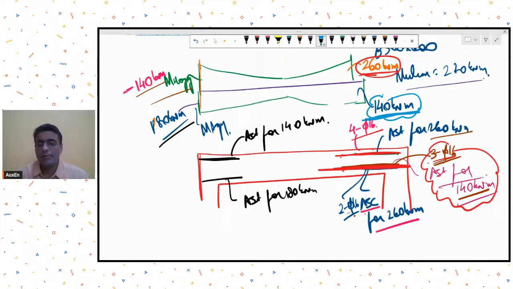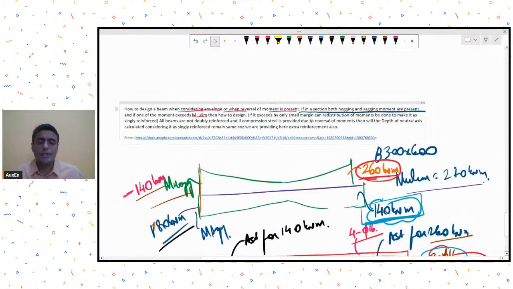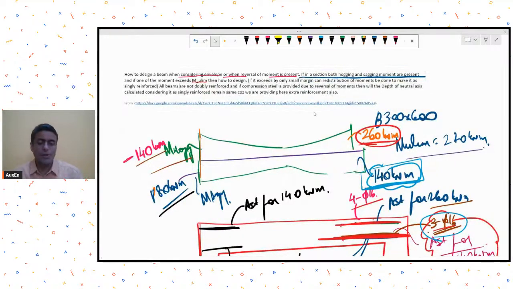And when the moment is 140 kilonewton meter, I already have 3 bars, so it will also be taken care of. All right. So in such cases, if the situation is this, that for an envelope case, for one of the moments, your cross section is becoming doubly reinforced, in this manner you have to provide your detailing.